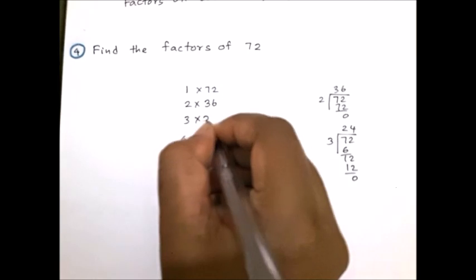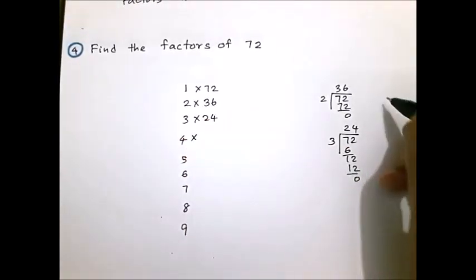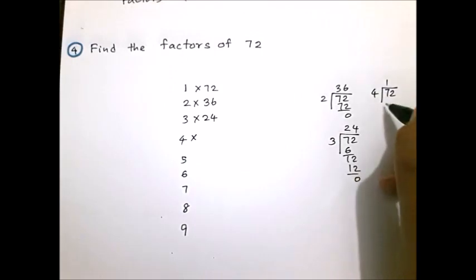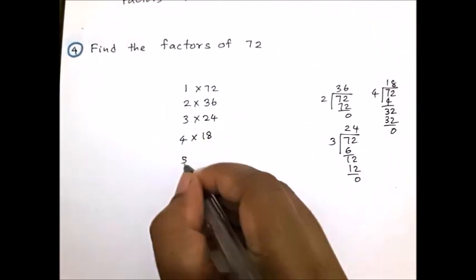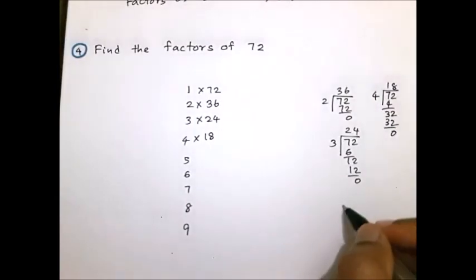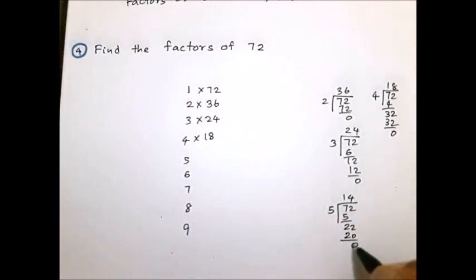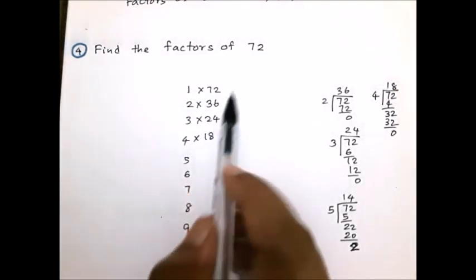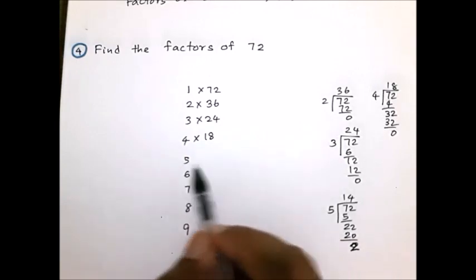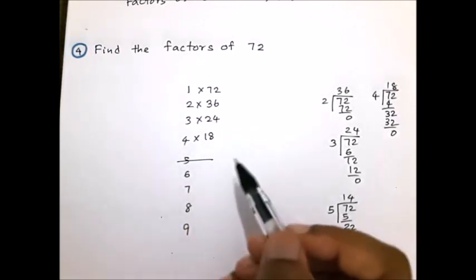3 times 24. Then 4 times. Divide 72 by 4. 4 times 18. 5. Can you divide 72 by 5 completely? 5 times 4 is 20. Here there's a remaining 2. So you can't completely divide 72 by 5. So you cannot write 72 as the product of two whole numbers by using 5. So I am removing 5.